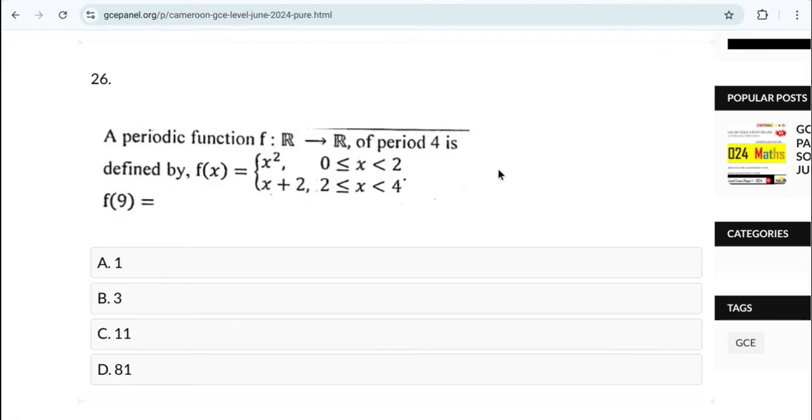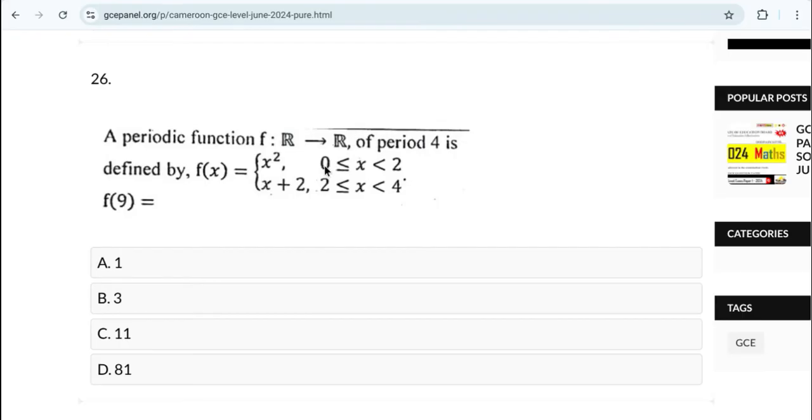So we have this periodic function with a period of 4 defined as shown. How do you get f of 9? That 9 is already outside this range, so we can get f of 9 by repeatedly subtracting the period until we have a number in the range from 0 to 4. So f of 9 will be the same as f of 9 minus 4, which is f of 5. But 5 is still outside this range, so we subtract 4 again. 5 minus 4 is 1, so it's the same as f of 1.